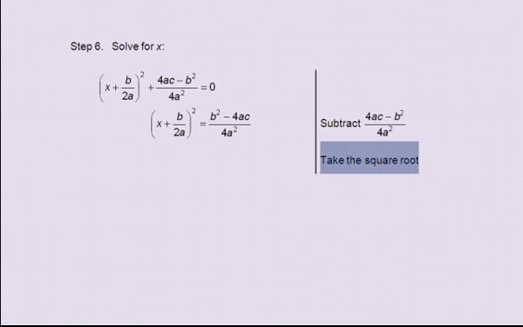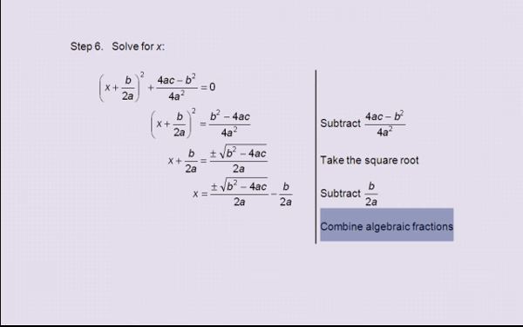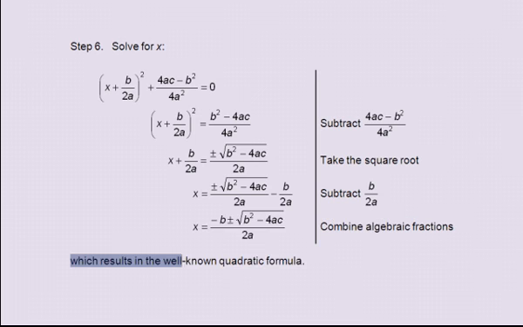Next, take the square root of both sides, which gives x plus b over 2a equals plus or minus the square root of b squared minus 4ac all divided by 2a. Then subtract b divided by 2a from each side, which gives x equals plus or minus the square root of b squared minus 4ac all divided by 2a minus b over 2a. And finally combine the algebraic fractions, which results in the well-known quadratic formula.